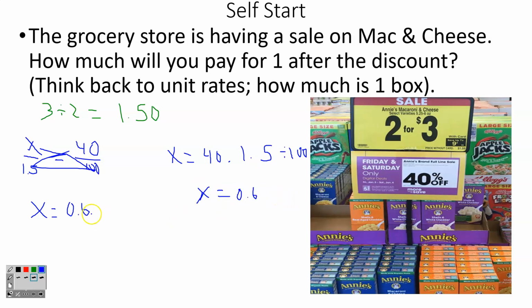So that means that the discount is going to be 60 cents. So to find the total price after, I'm going to take my 1.50 and I'm going to subtract it from that. So 1.50 minus 0.60, and I'm going to get an answer of 0.90. So how much is one box after the discount? Well, one box is going to cost me 90 cents.